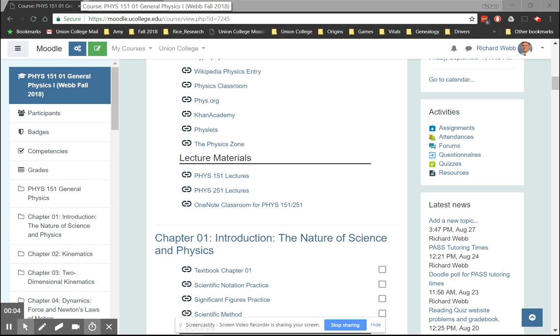Just something to point out in case it's been missed. I'll try to remember to do this again in lab, but Trace won't be there. For things like lectures, if you want to look at the lecture slides afterward, go down to lecture materials in the Moodle page and click on OneNote Classroom for Physics. It's now corrected, the link is corrected, and it will take you to the OneNote.